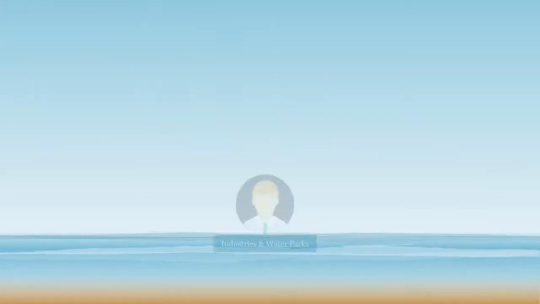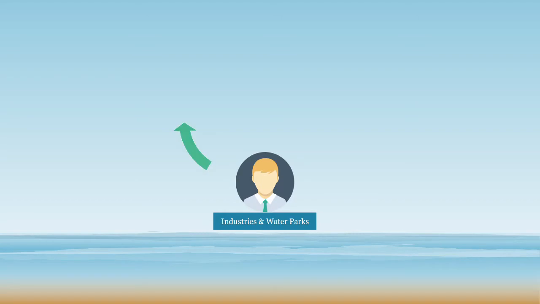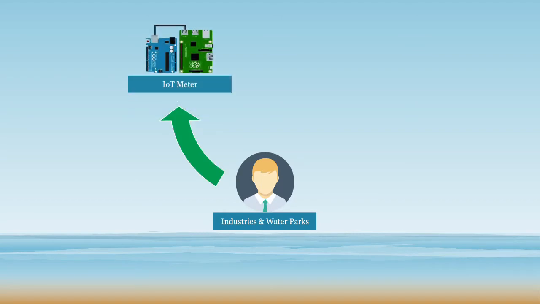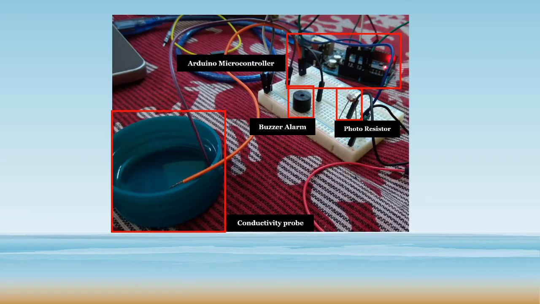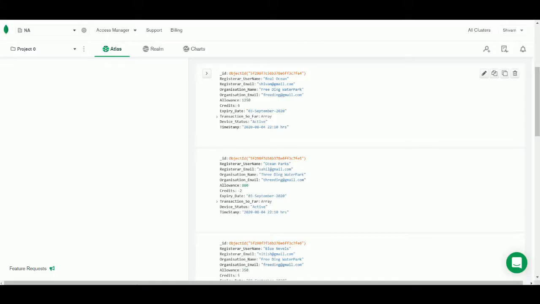Water resource consumers, during the time of registration for their resources, are supposed to purchase an IoT meter from providers that encapsulates all the necessary sensors within the device. Every device is associated with a unique device ID that is the basis of service registration.